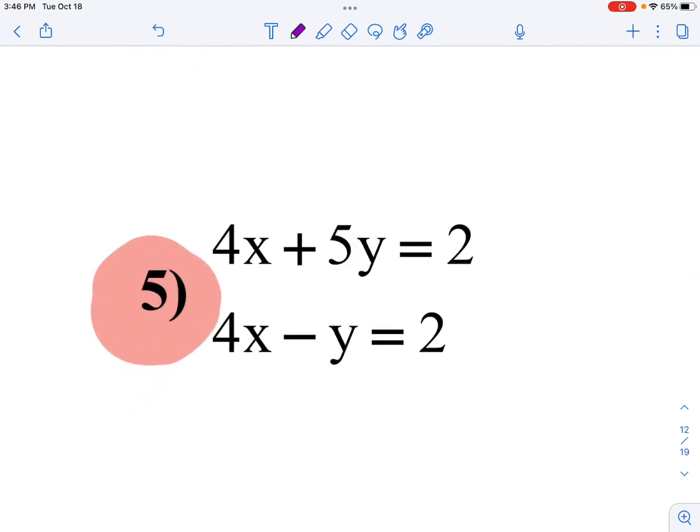Number 5. One way that you could do this is multiply this bottom row by 5. That would make this negative 5y, and that would make this positive 5y, and those would cancel. Let me show you another trick.